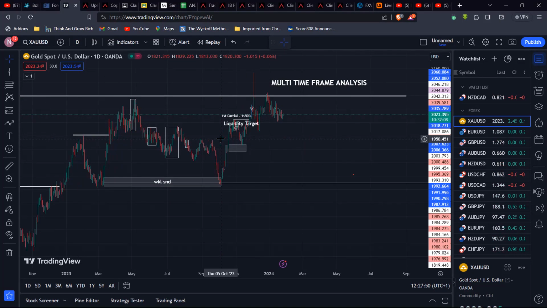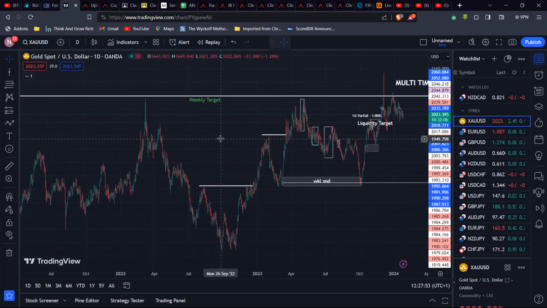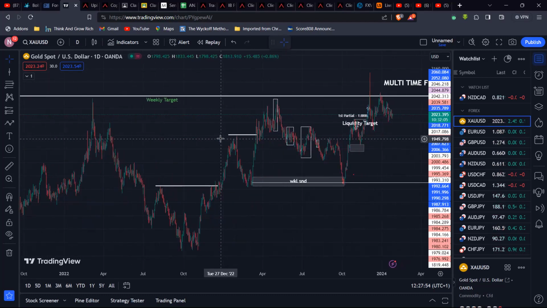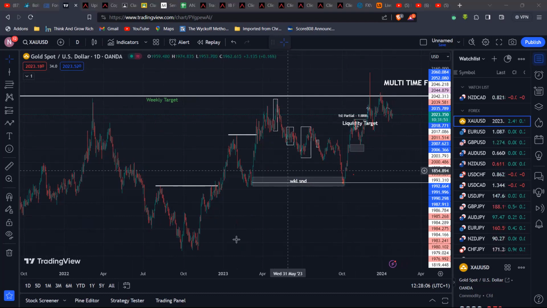So, for instance, let me show you something on gold. I'm going to show you some trades I took in gold sometime last year, and why I took those trades precisely, right? But I'll also show you the concept of multi-time frame analysis. So if we look at gold here, right?